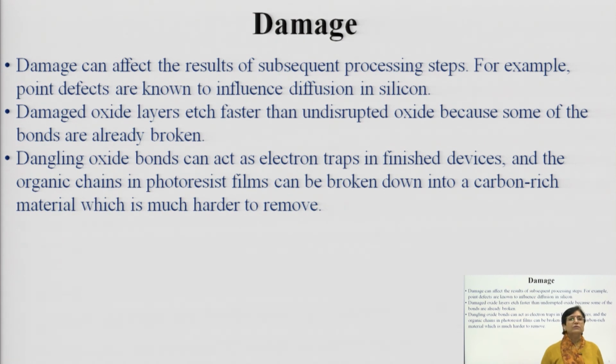The dangling oxide bonds can also act as electron traps in the finished devices. So, if your device is already designed, these oxide dangling bonds can act as electron traps. Then, organic chains in the photoresist film can be broken down into a carbon-rich material which will be very difficult to remove, because once the material becomes carbon rich, it will be very difficult to etch away. So, the photoresist can become harder, and it will hamper the dimensions of the wafer, the devices, and other process parameters also.